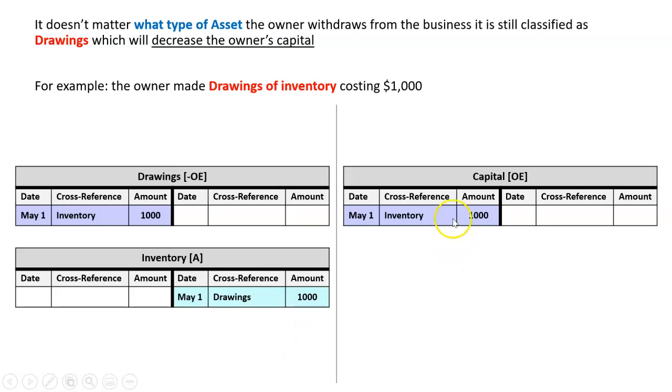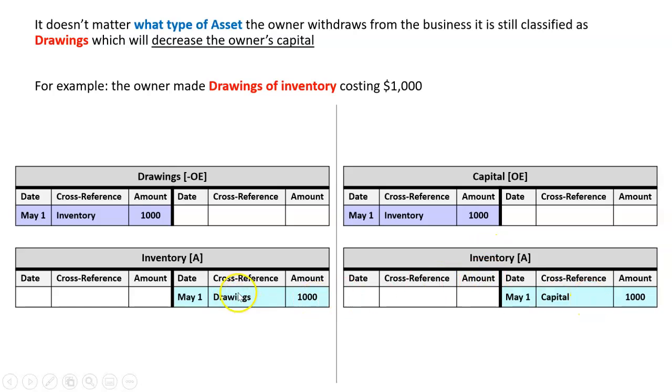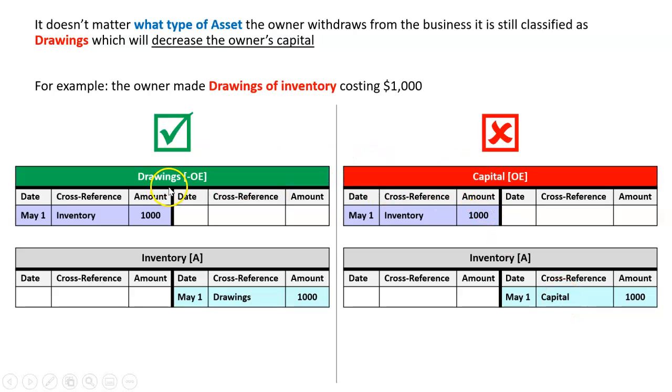What we don't do is this. Why don't we just go to capital and do a debit there? Because that would decrease capital. Keep inventory the same. Inventory is the same, except we can see the reference is different here because we've used a different ledger.